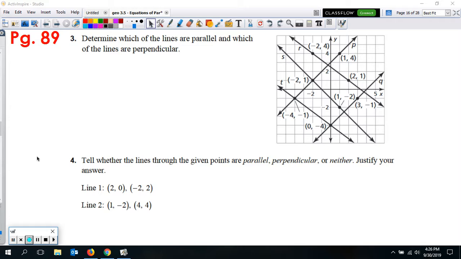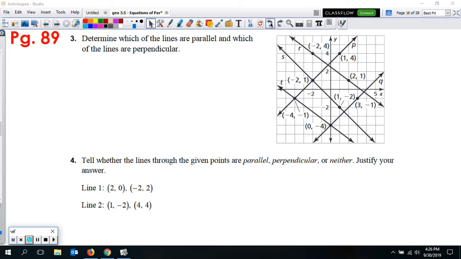All right, so back on page 89 for your extra practice, number 3, it just says determine which of the lines are parallel and which of the lines are perpendicular. So we want to look at their slopes to be able to figure this out. So we just start to go through the lines here. Now these lines are all named here. You can see the names are over by the arrows. We got this line, here's Q, here's P, R, S, and T. So we have 5 different lines, 3 kind of going this direction, 2 going this direction.